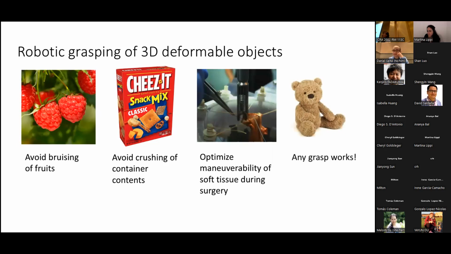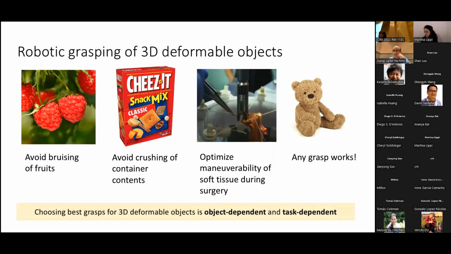And lastly, sometimes the grasp just doesn't even matter. In fact, it's way easier to pick up this soft teddy bear than to pick up a rigid version of it, because a soft bear can deform to the gripper and actually improve contact. So it became clear to us when thinking about this topic that choosing best grasps for 3D deformable objects is object dependent and task dependent. And since these grasp goals are so diverse, we wanted a way to sort of evaluate grasp on a whole range of objects and therefore launch a full-scale simulation study.